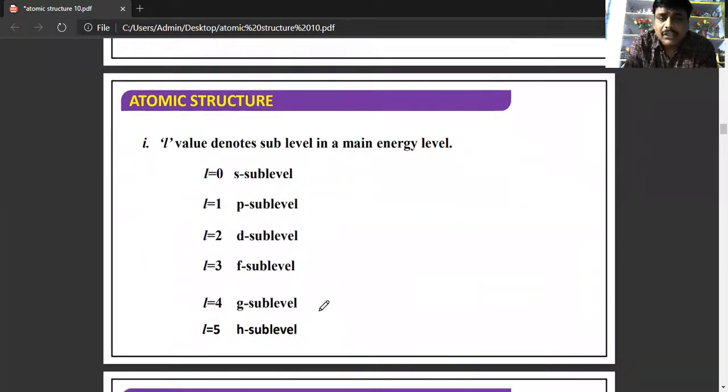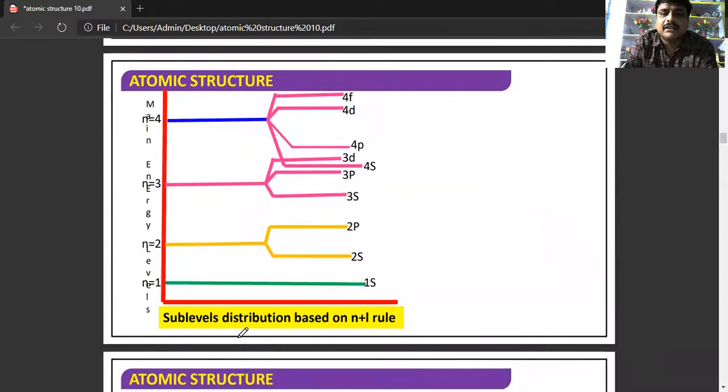So what does it explain? If L value is equal to 0, it indicates s orbital. If L is equal to 1, p orbital. L is equal to 2, d orbital. L is equal to 3, f orbital, then g and h, and so on.